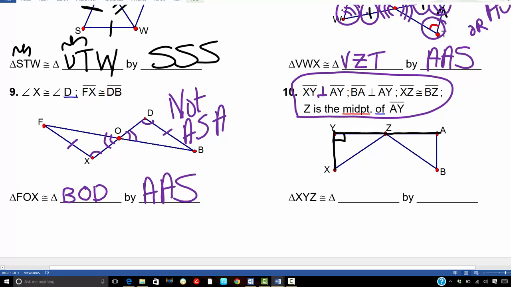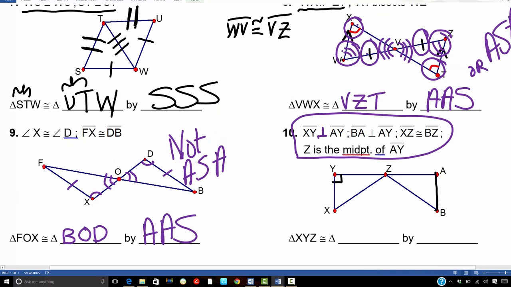Secondly, they tell us segment BA is perpendicular to segment AY. So again, it means this angle right here is 90 degrees. Then it also, a little more straightforward, XZ is congruent to segment BZ.